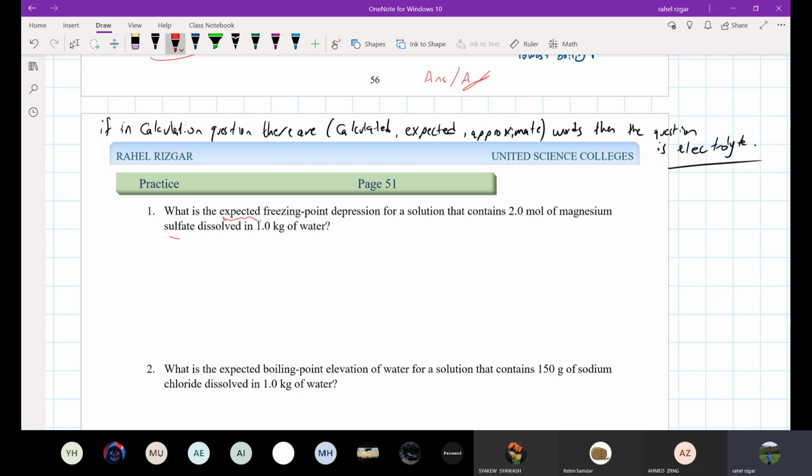So now, let's look at the given and the required. What is the given? It says we have 2 mole. This 2 mole is the exact amount. It doesn't talk about the factor. So n of solute is 2 mole. What else do we have? Mass of solvent, 1 kilogram.